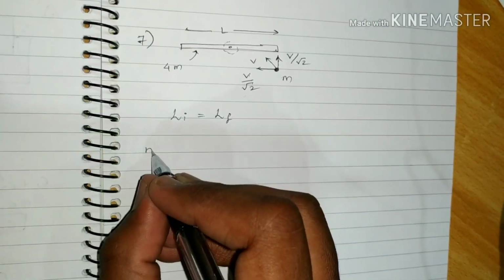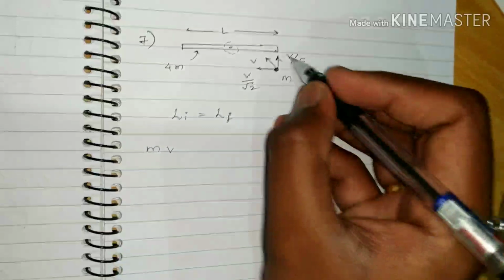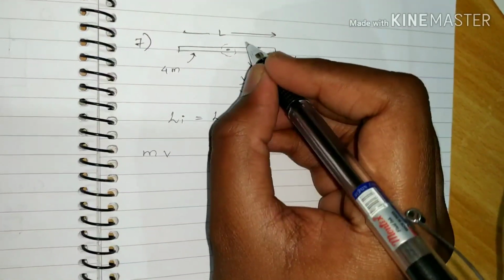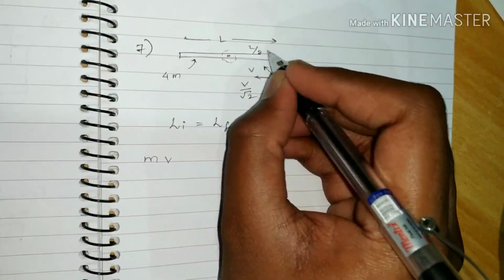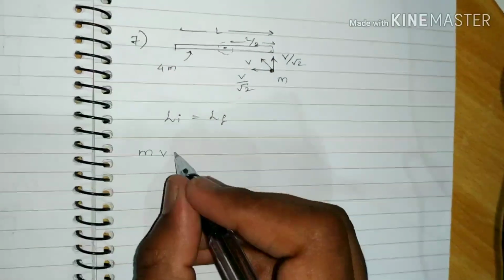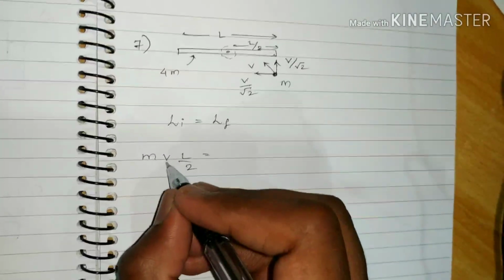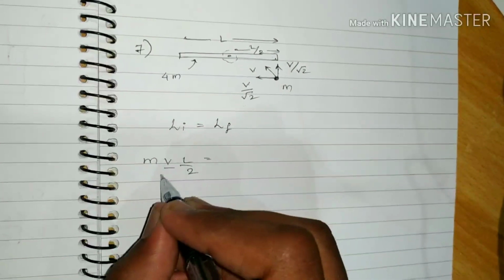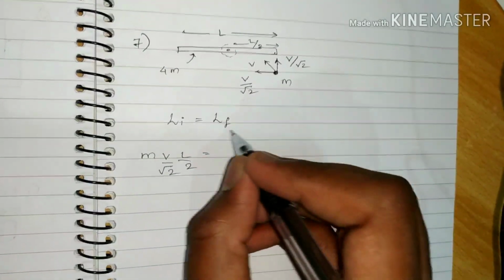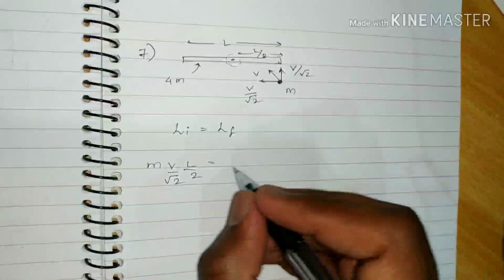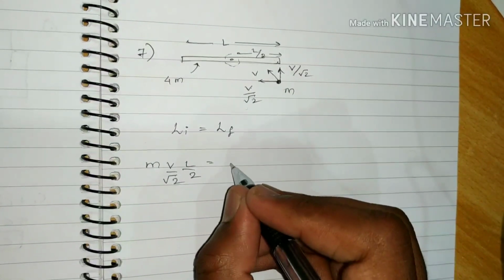Angular momentum of this body will be equal to mv into r, where r is the distance from the axis of rotation. In this case, the distance from the axis of rotation will be L by 2. I can directly write it as L by 2. That will be equal to, in fact, v. v will not be v, v will actually be v upon root 2. And for the final momentum, the whole system is going to rotate, so I shall write I multiplied by omega.